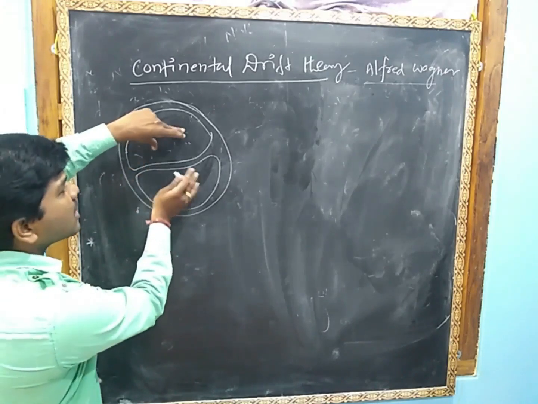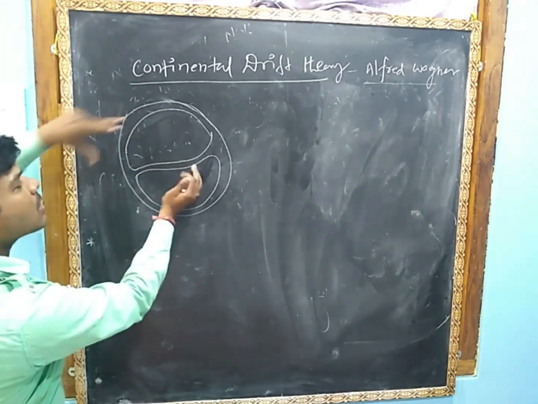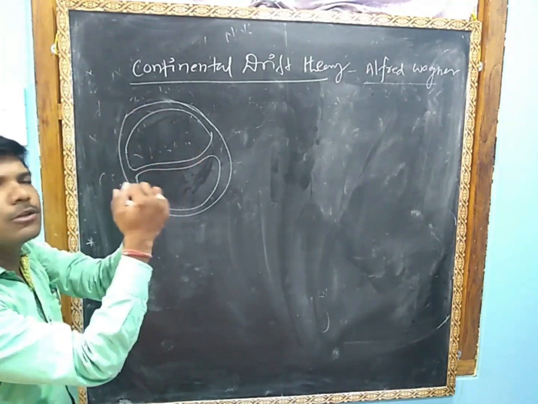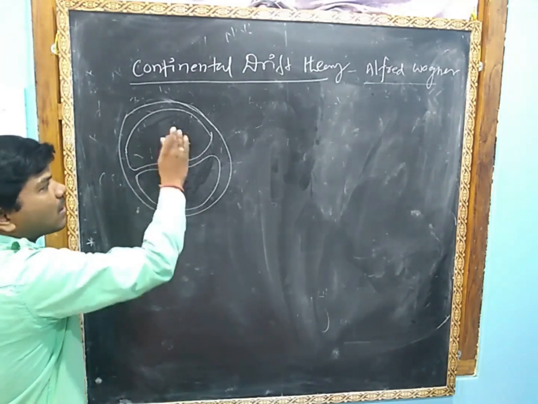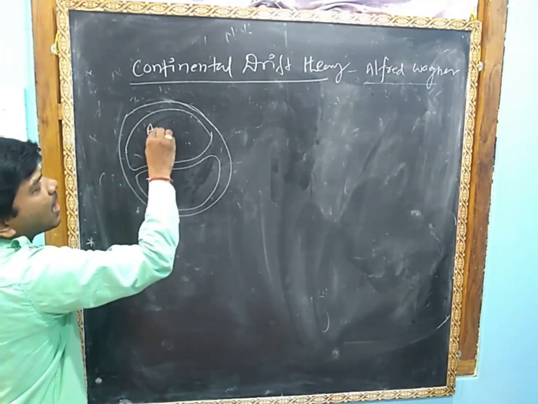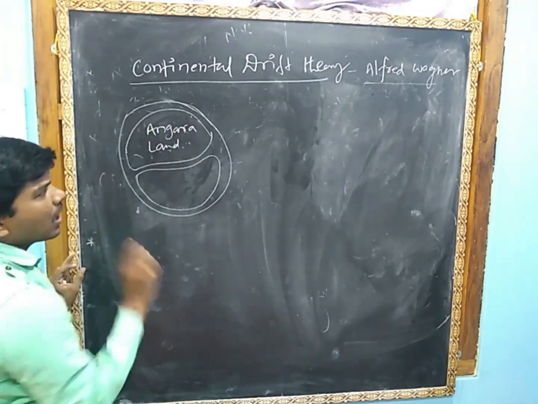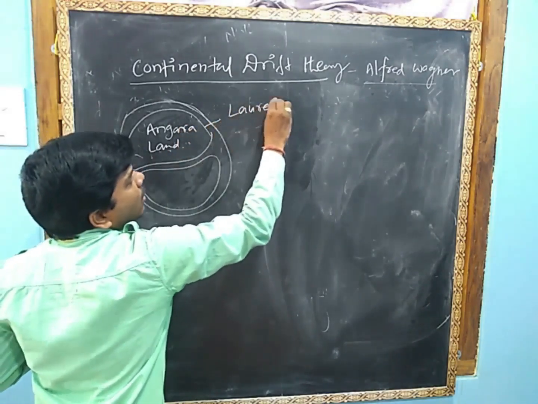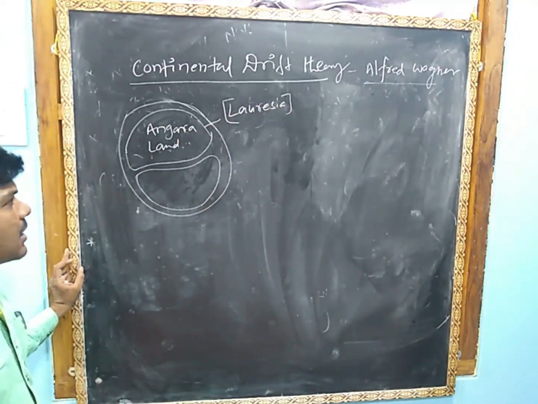First, this is the land, beta. This is the land, this is also land. All these lands were first collected all together. So this land was divided into two pieces. The northern part we call Angara land. This Angara land is also called Laurasia land. Laurasia is another name, that you learned in your 9th class.